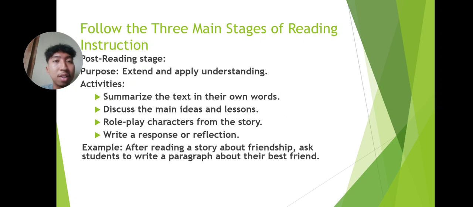The last is post-reading stage. The purpose of post-reading stage is to extend and apply understanding. The activities that can support this are first, summarize the text in their own words. The second one is discuss the main ideas and lessons. The third one is role-play characters from the story. And the last one is write a response or a reflection. For example, after reading a story about friendship, ask students to write a paragraph about their best friend. So there is an interaction in the class.